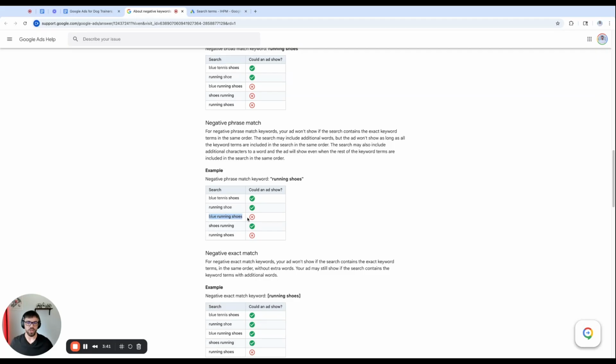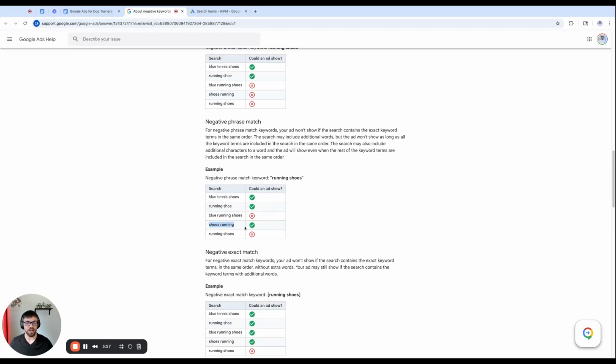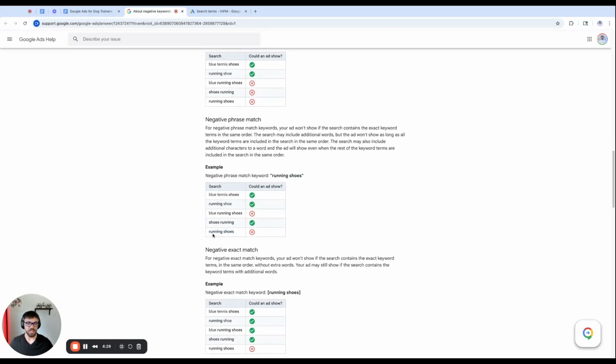Okay, so blue running shoes. It will not show up for blue running shoes. And the reason why is even though there's the word blue here, because the exact keyword terms are in the same order, running and shoes, it's not going to show. Now for shoes running, unlike broad match, yes, it has your two keywords, shoes and running, but they are in different order. What you're telling Google when you have a negative phrase match keyword is that if someone types in this order, running shoes, don't show my ad. But if someone types in shoes running, meaning it's in a different order, then you can show my ad. Right now, as you can see here for phrase match, if someone types in running shoes in that order, your ad will not show. Blue running shoes, they typed in running shoes in that order, your ad will not show. So I hope this is making sense.